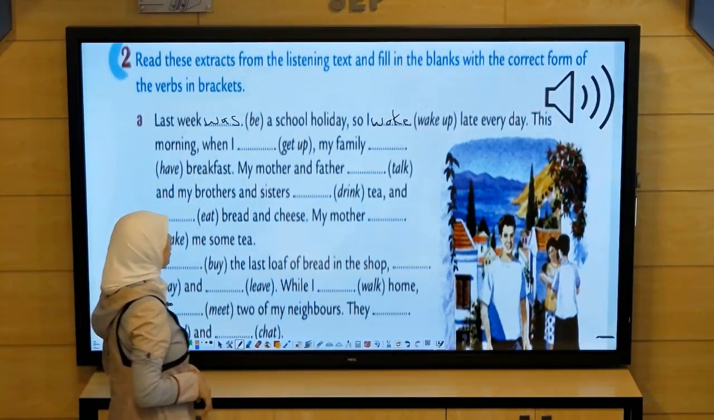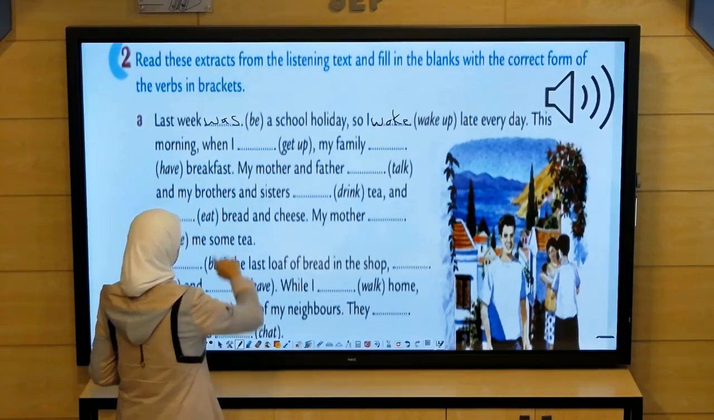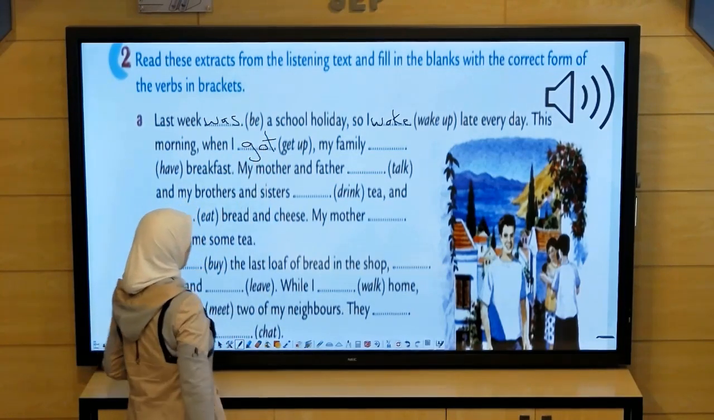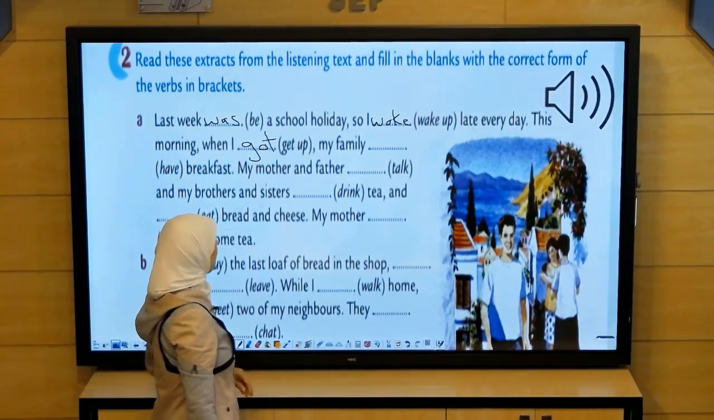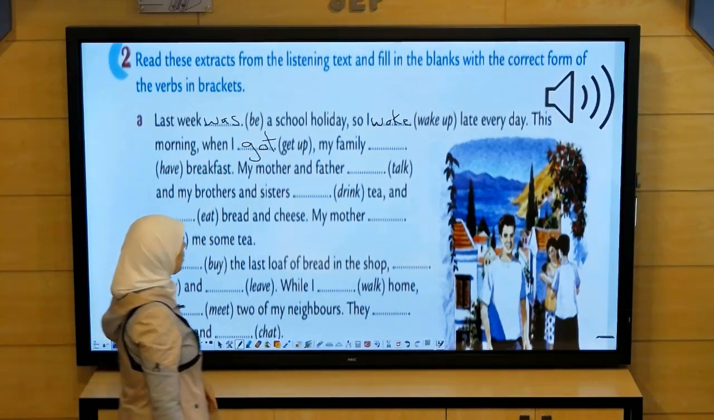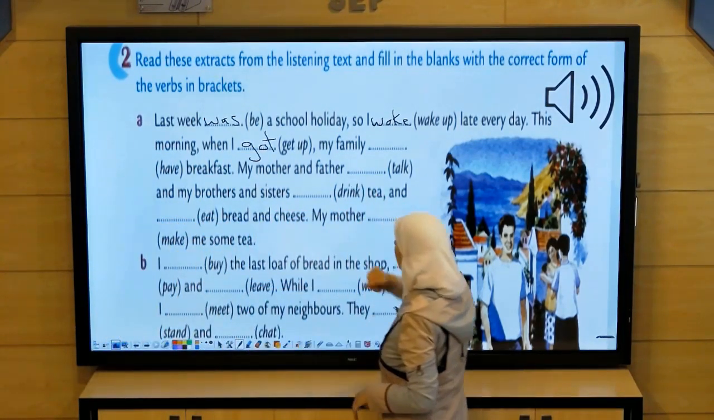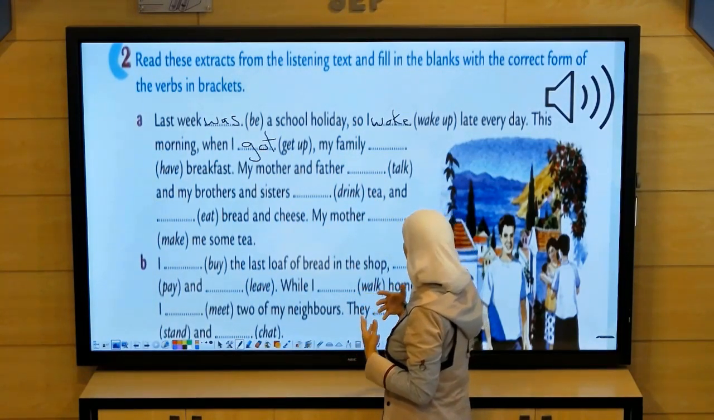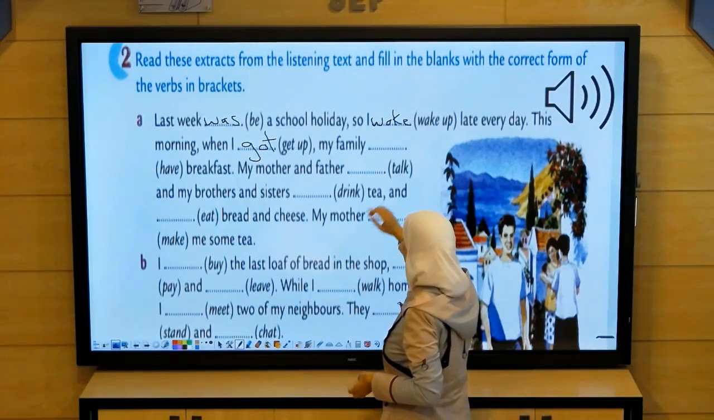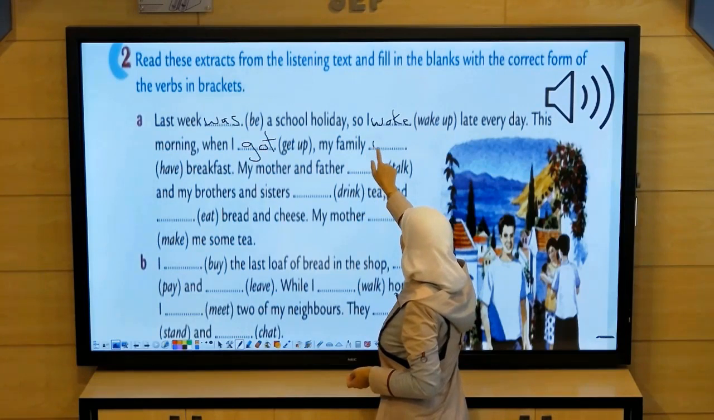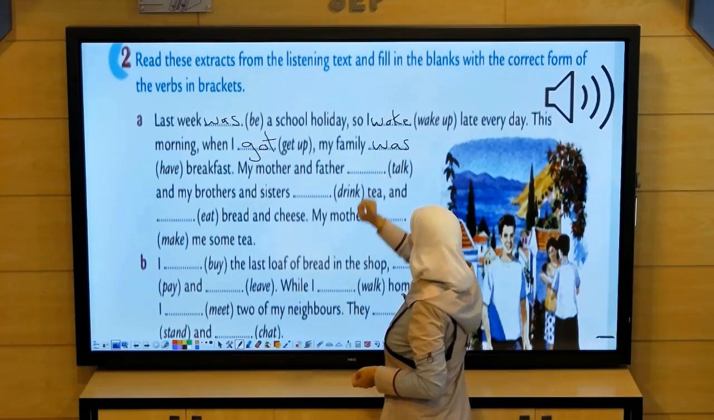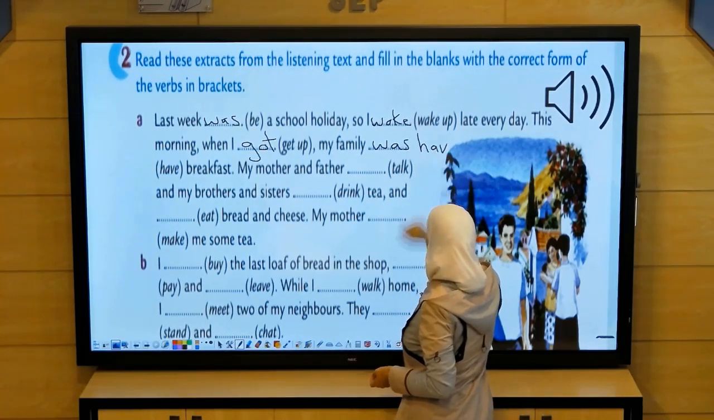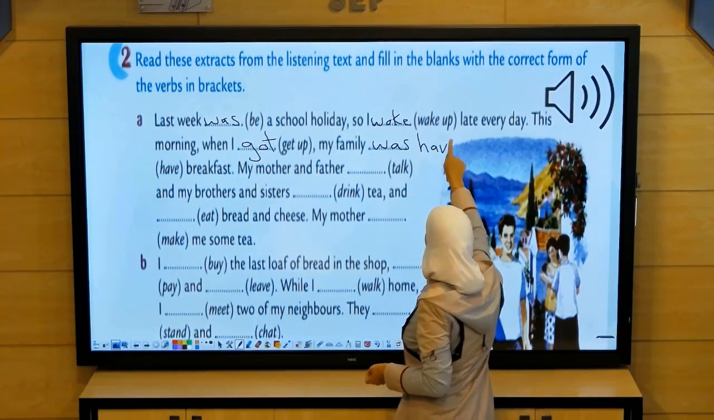This morning, when I get up, also it becomes got in the past simple, and it is irregular like walk. It is an irregular verb. My family have breakfast. My family, it is one family, so, and the verb was in progress, so we put it in past continuous. My family was, it is singular, and the verb have, we have E at the end, we cancel it and then add ing.